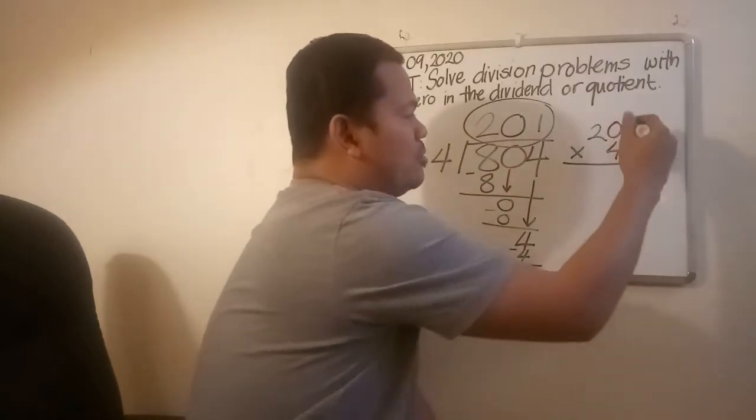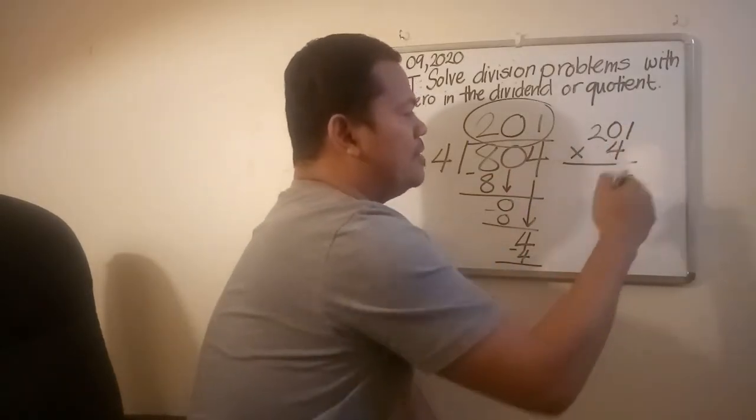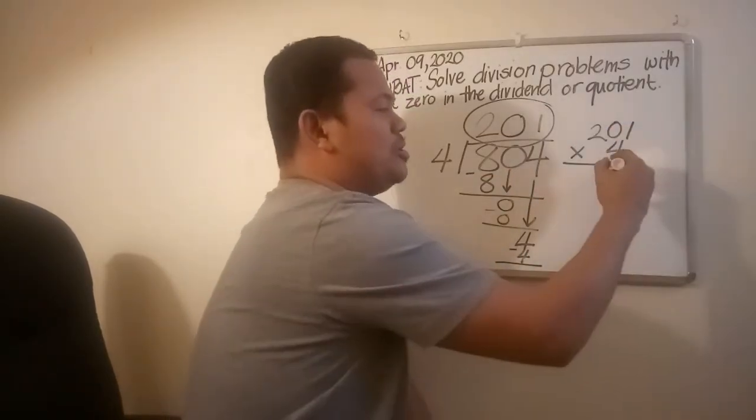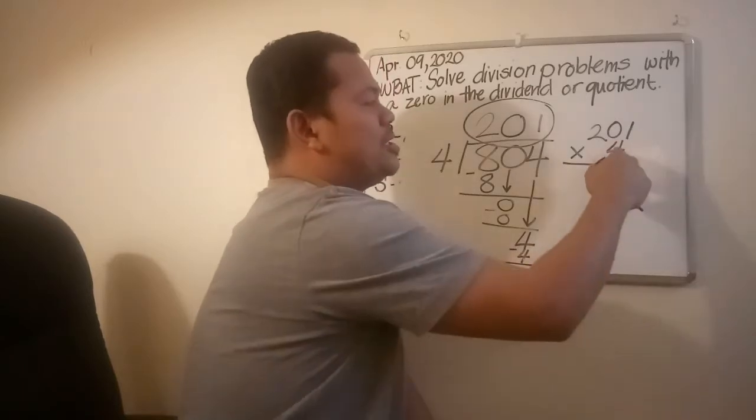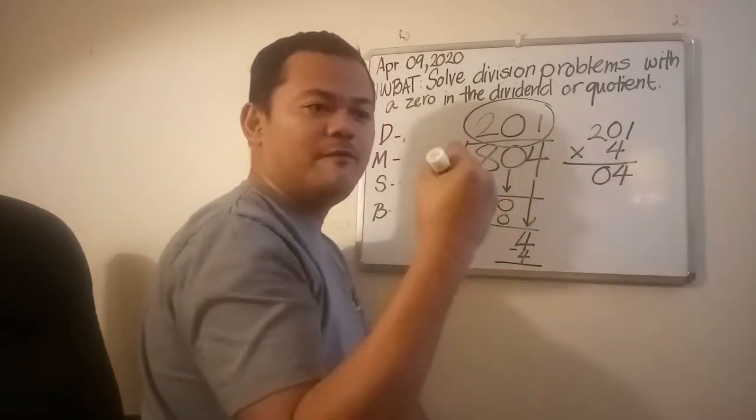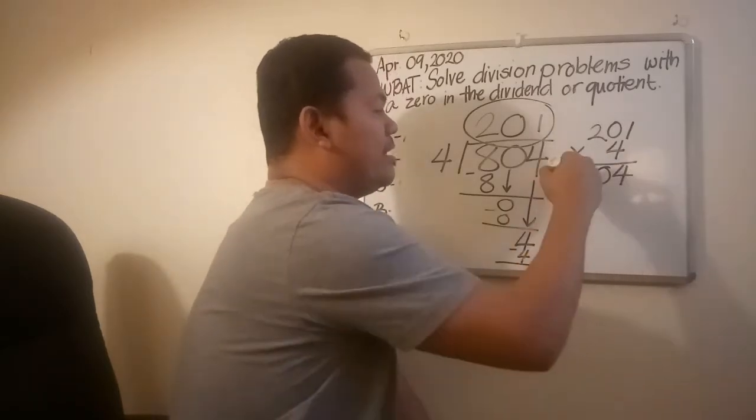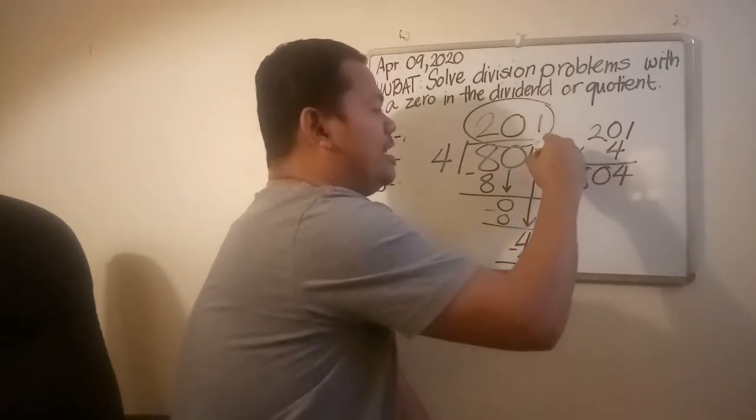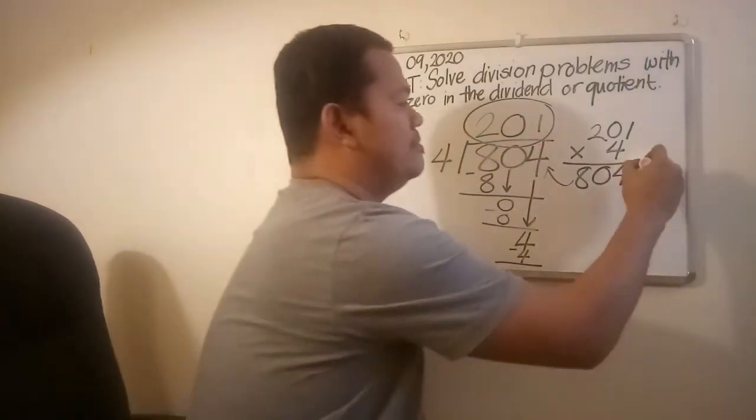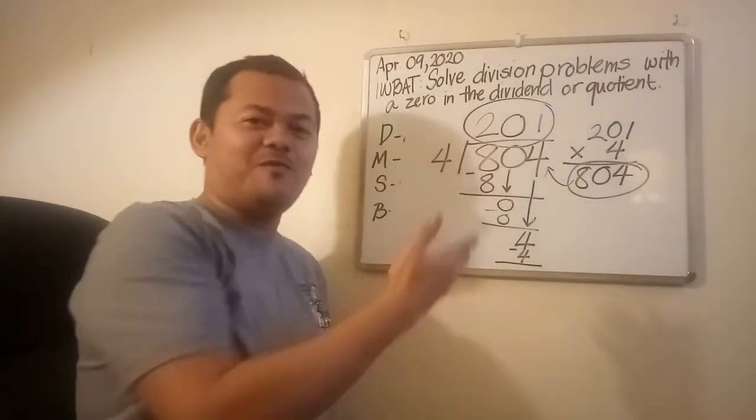Okay? So 4 times 1 equals 4. 4 times 0 is equal to 0. And 4 times 2, let's count by 4. 4, 8. How much? It's 8. Meaning to say, it's correct because 804 is our dividend. There you go. Here's your final answer.